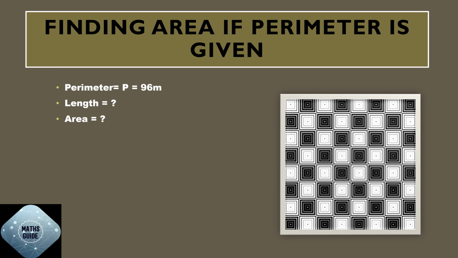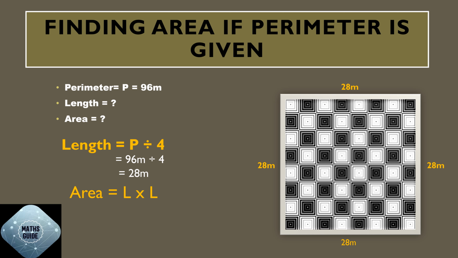During my lecture on the perimeter of a square, I explained that if the perimeter of a square is given, we can find its length by dividing its perimeter by 4. If we divide 96 meters by 4, we get 28 meters. So the length of each side of this square is 28 meters. If length is known, it's no more difficult to find its area. Using the formula length into length, unit square, we can easily calculate its area, that is 764 meters square.